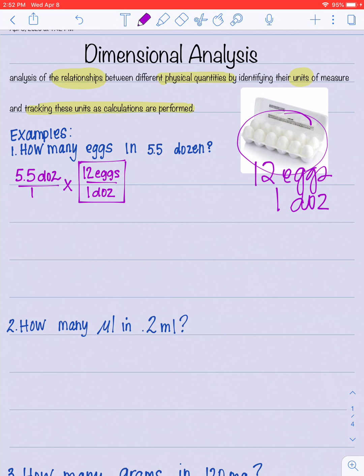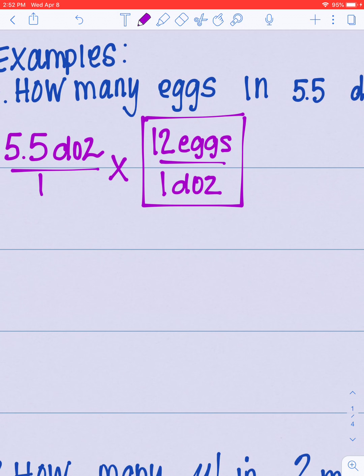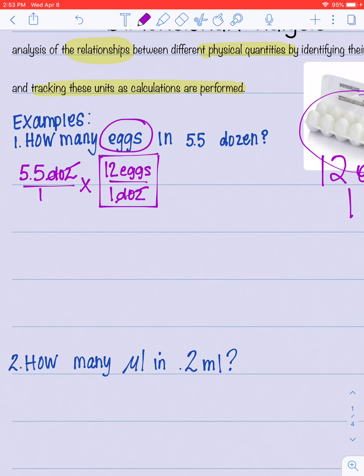The reason I knew that is because I have to have dozen cross cancel. Those units have to cross cancel. I call it the crisscross rule. So I knew dozen had to be on the bottom because I need my end answer to be an egg. So the only thing I want left in terms of units is eggs. So I knew my dozen had to go on the bottom because I have to get rid of it. All right, so let's just go ahead and do the math now.